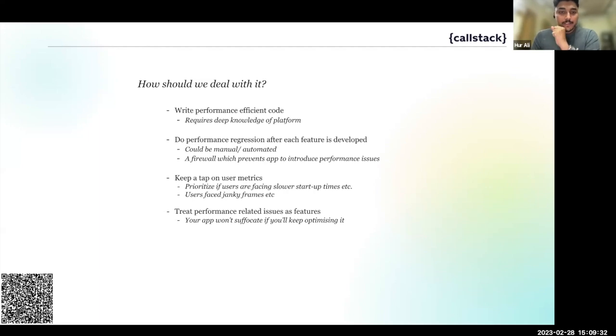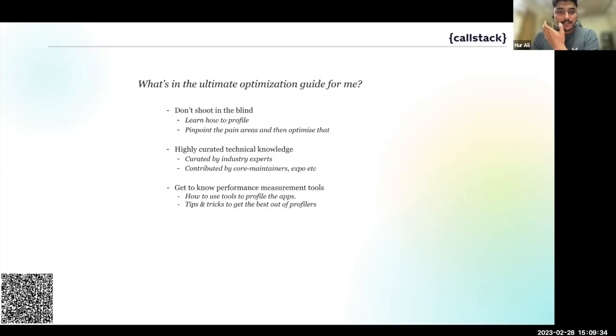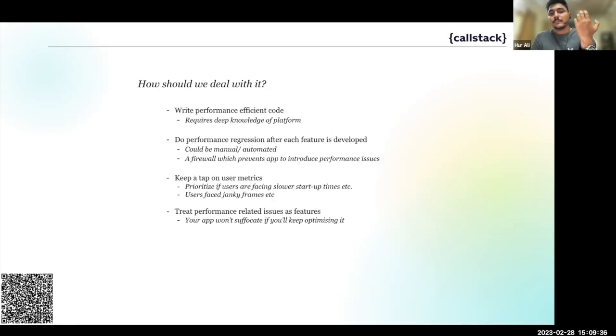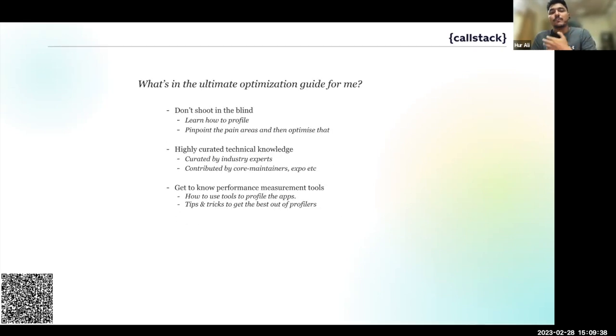Fine. So once we have this, okay, what is in the ultimate optimization guide for me? I mean, as a developer or as a software engineer, how can I use this book?